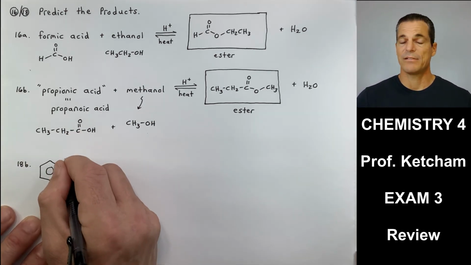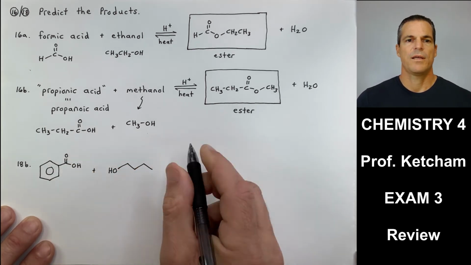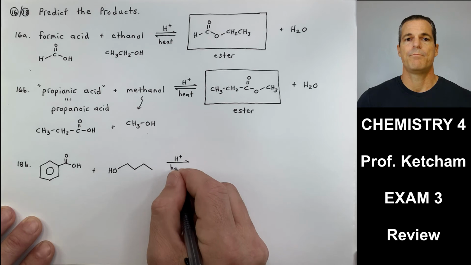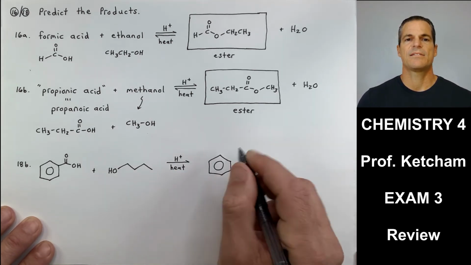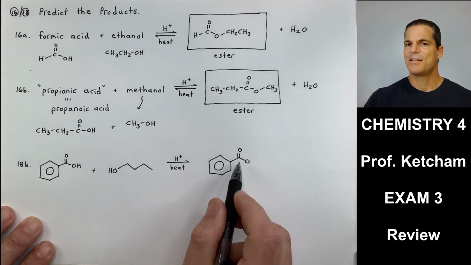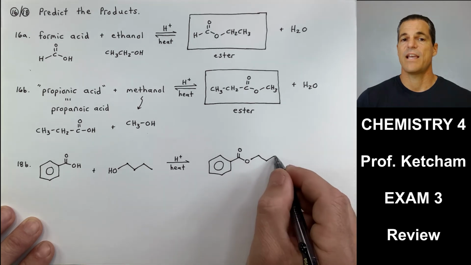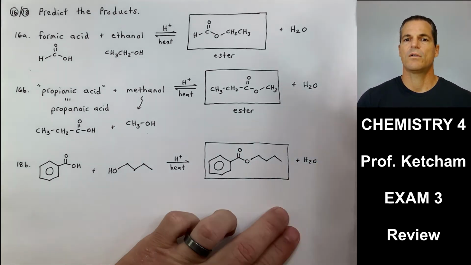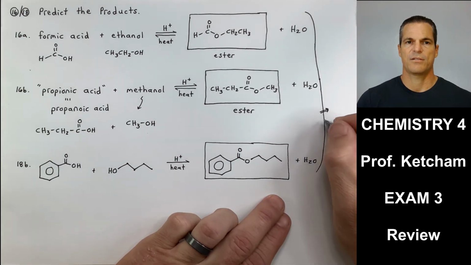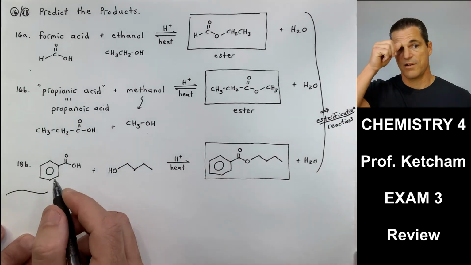18b, this is benzoic acid plus an alcohol. 1, 2, 3, 4 happens to be 1-butanol. And notice that the benzoic acid, if you drop the hydrogen and just put in all of the carbon-carbon bonds that were a part of the alcohol, you get your answer. Okay, so all of these guys are called esterification reactions. The only other ester reaction you have to know is the opposite of this. It's called ester hydrolysis. All right.